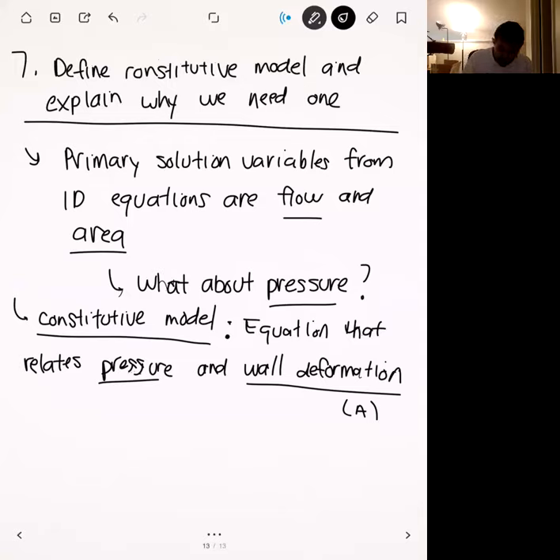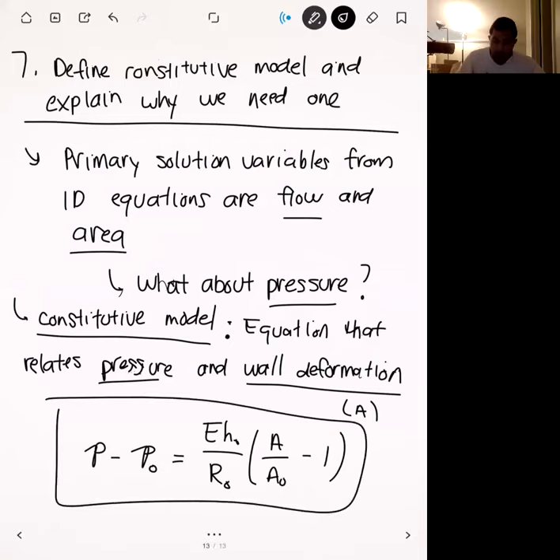One example, which I'll give really quick, is the Kasab constitutive model, which says that the difference in pressure, P minus P naught, where P naught is some kind of reference pressure, is equal to E times H naught divided by R naught times A divided by A naught minus 1.